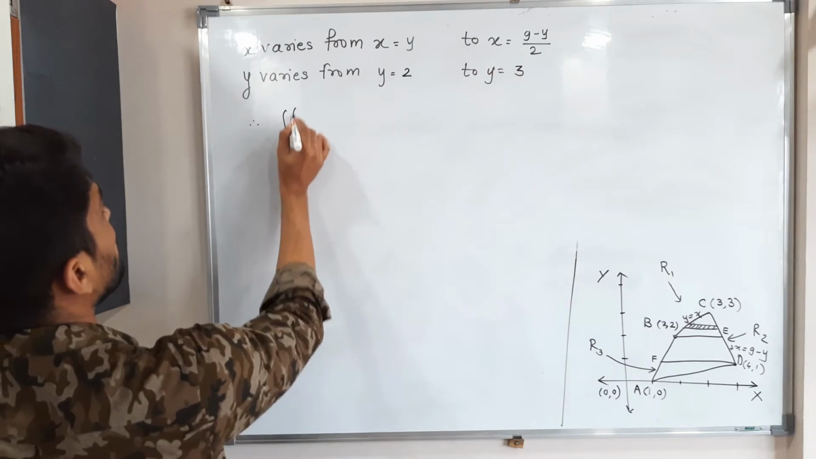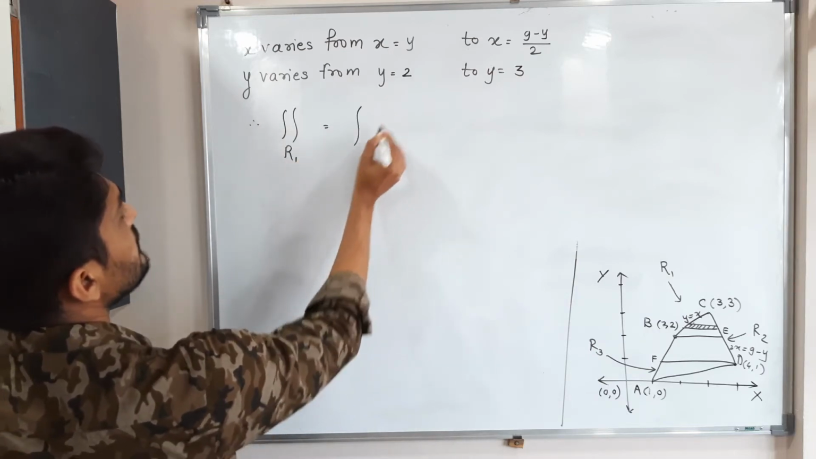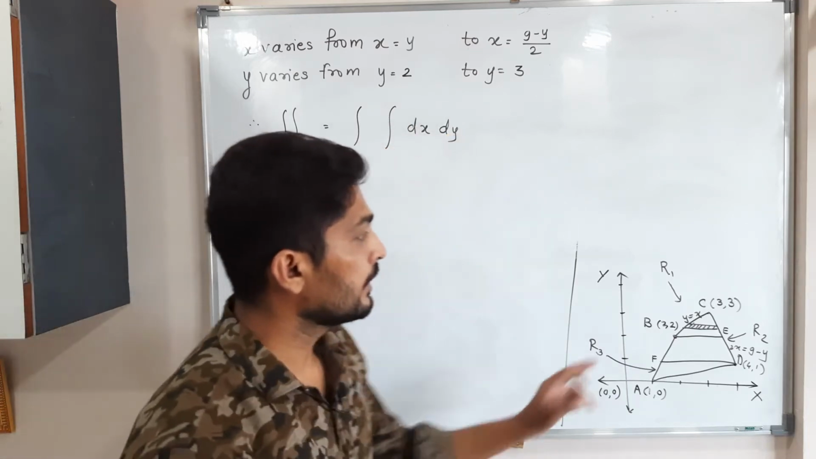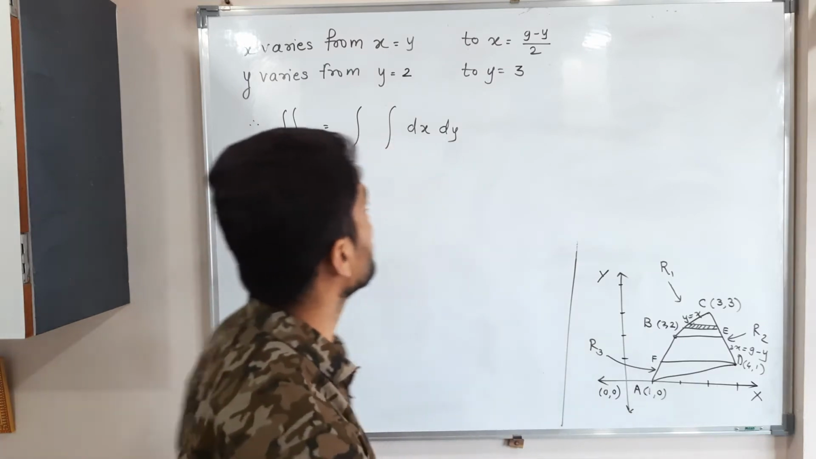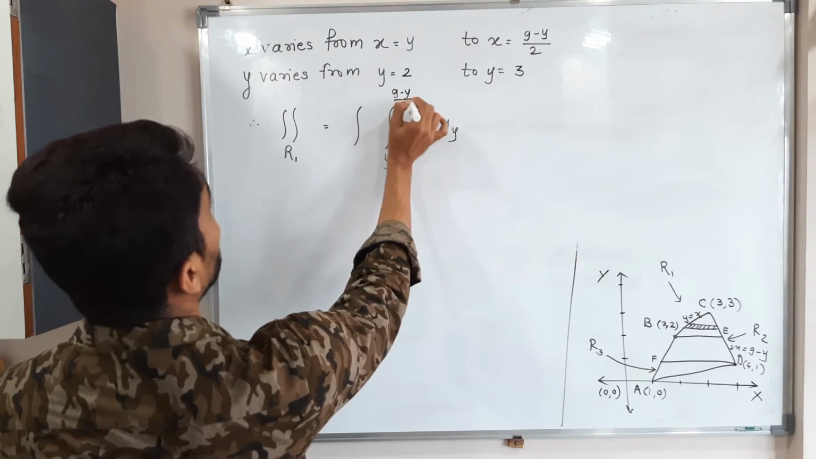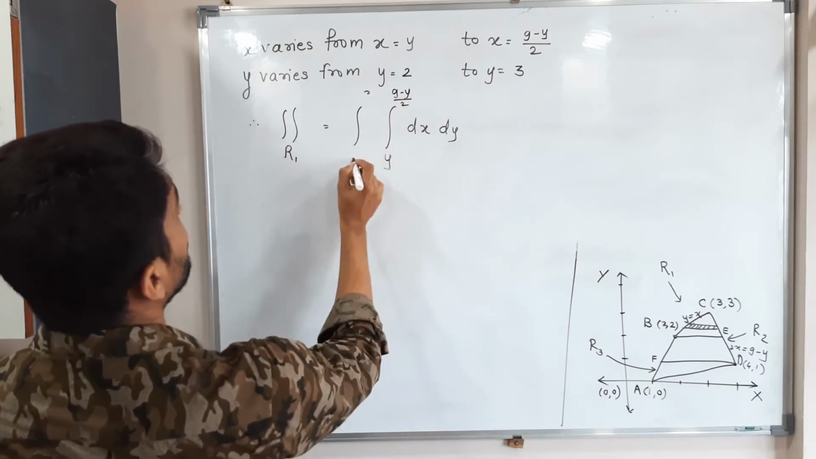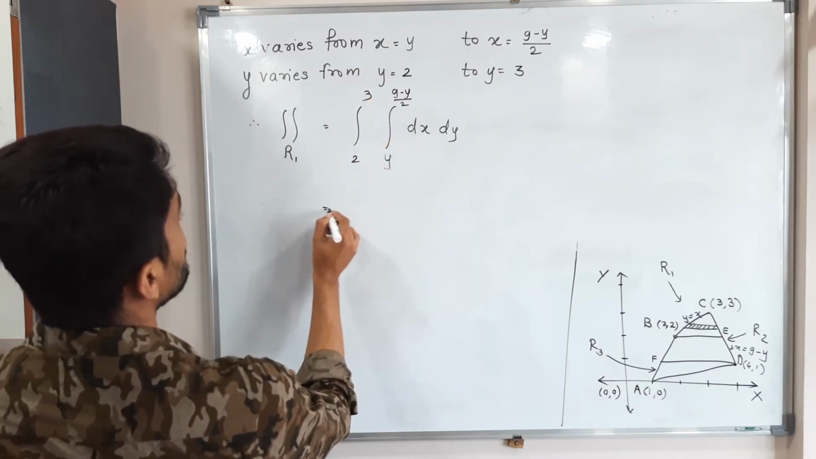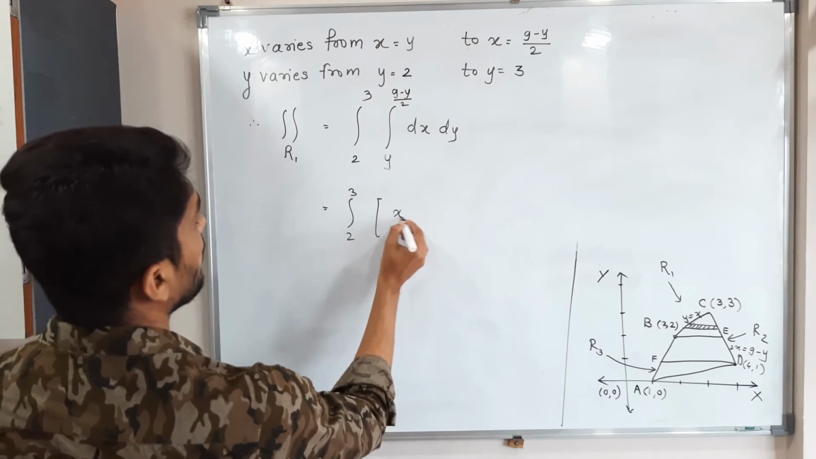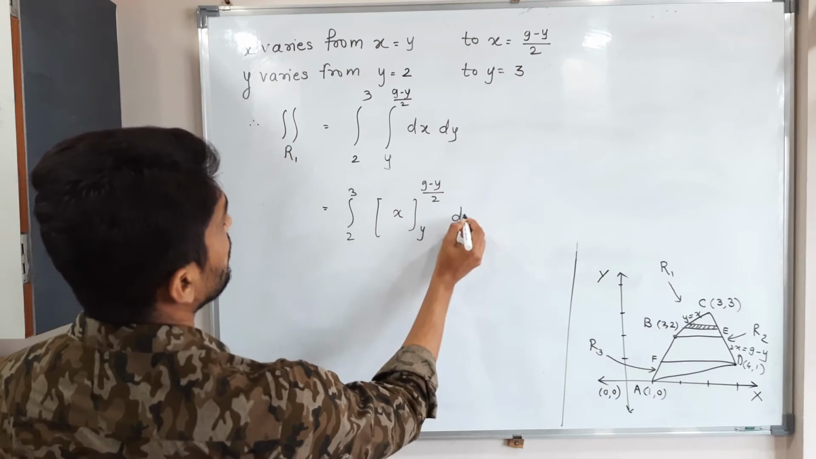So therefore, double integration over R1, we are solving over R1. So for the limits, I will consider dx dy, since our strip is parallel to the x-axis, right? What are the limits of x? y to 9 minus y by 2, and limits of y are 2 to 3. So this is equal to integration from 2 to 3 of the integration of dx, which is x from y to 9 minus y by 2, dy.